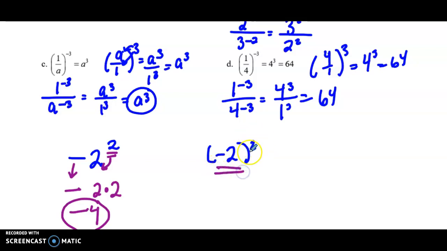Versus this answer right here, okay? This negative 2 squared, because this entire thing is in parentheses, you see everything in that parentheses twice. So you're going to see this as negative 2 times negative 2, which, the two negatives become a positive, and that one is actually a positive 4.